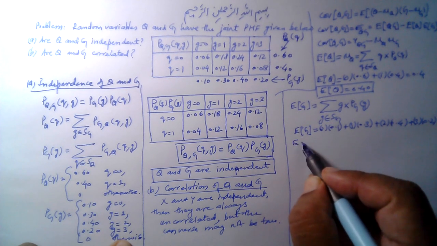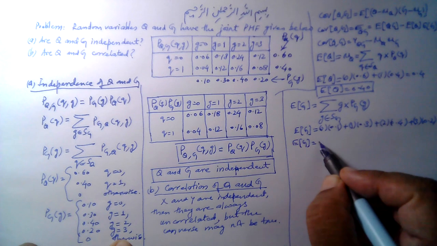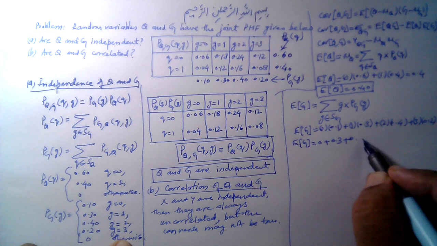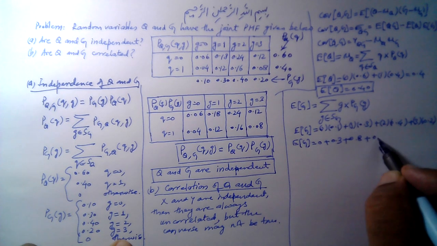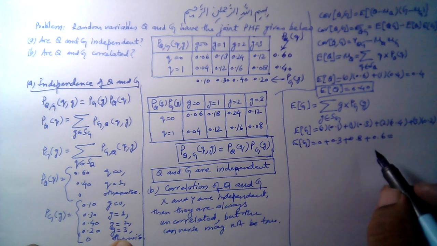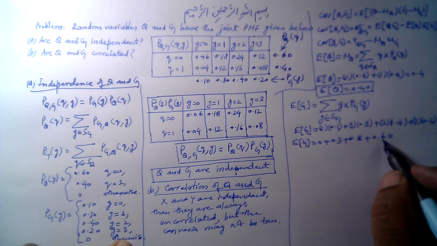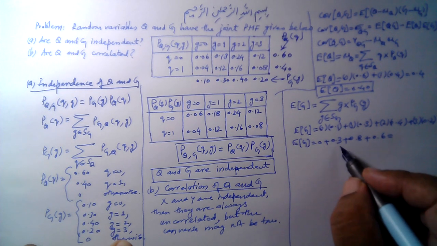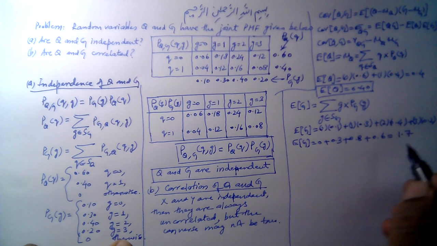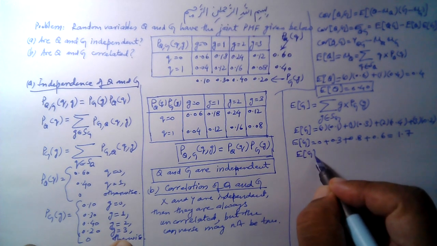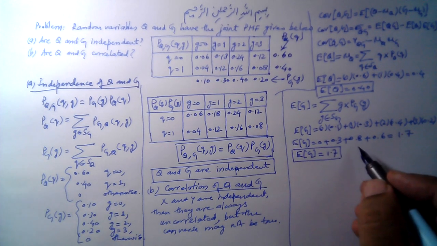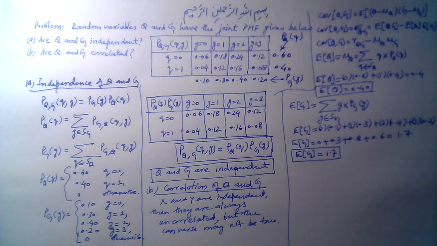So the expected value of G is 0 plus 0.3 plus 0.8 plus 0.6. Adding 0.6 plus 0.8 gives 1.4, and plus 0.3 is 1.7. So the expected value of G is 1.7. This is the mean value of random variable G, or the expected value of random variable G.